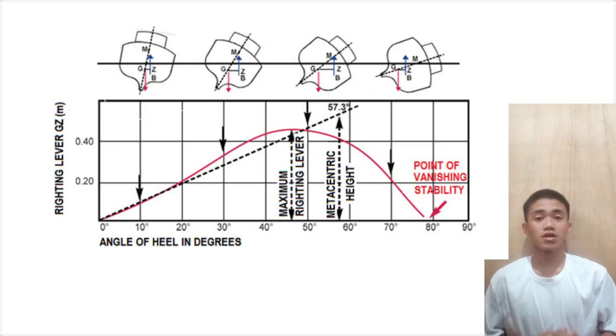For small angles of heel, there is a useful approximation. The righting lever GZ is approximately equal to the metacentric height multiplied by the sine of the angle of heel, sin θ, which then gives us the formula for the righting moment: RM is equal to weight times GM times sin θ. This equation clearly shows that a larger metacentric height leads to a larger righting moment and thus greater initial static stability.